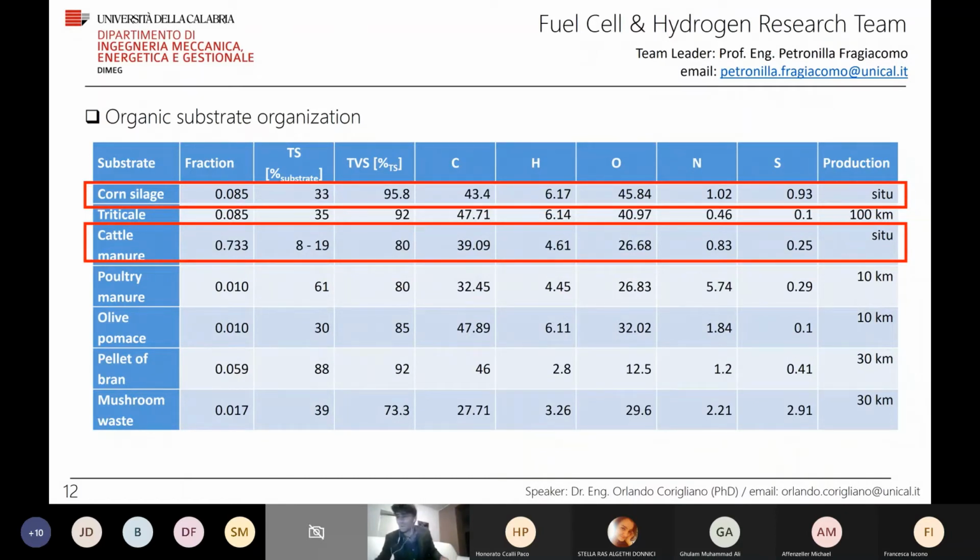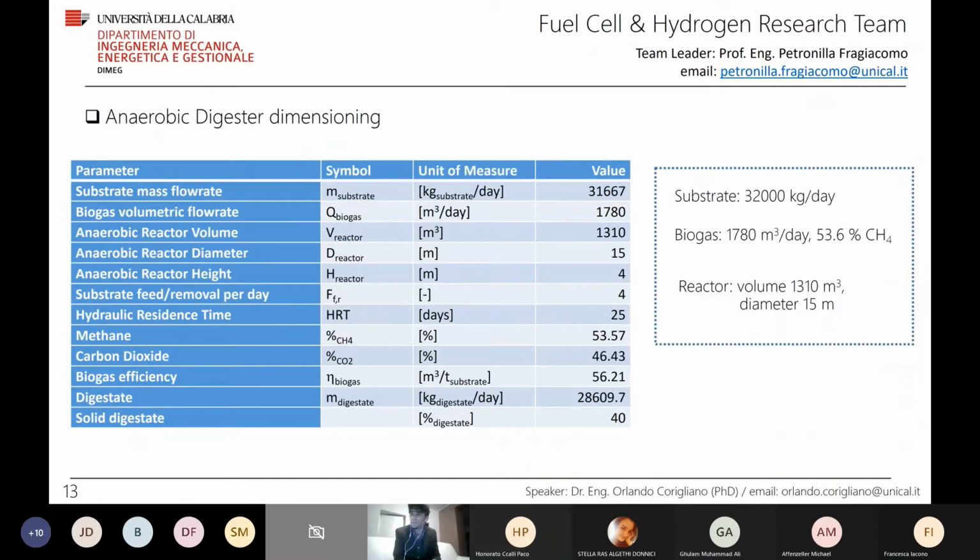Well, then the results are presented. Against 32,000 kilograms of substrate, almost 1,800 cubic meters of biogas are produced with a methane content of 54%. The anaerobic reactor, for this purpose, needs a volume of 1,300 cubic meters and a diameter of 15 meters.